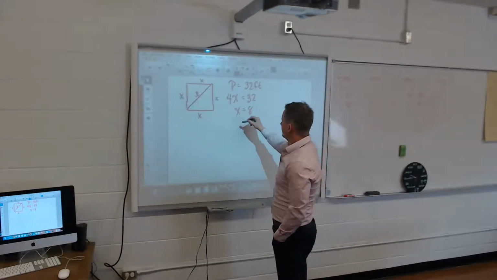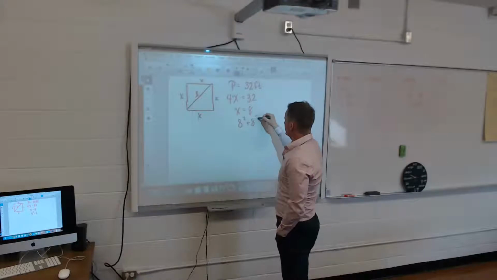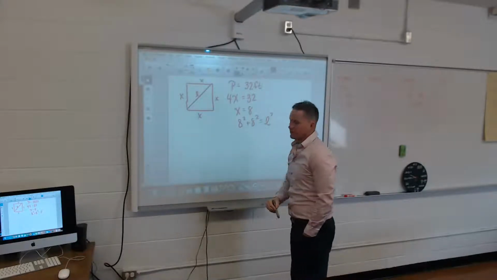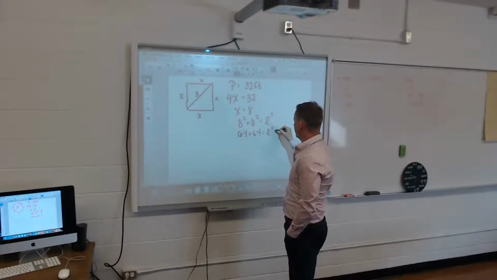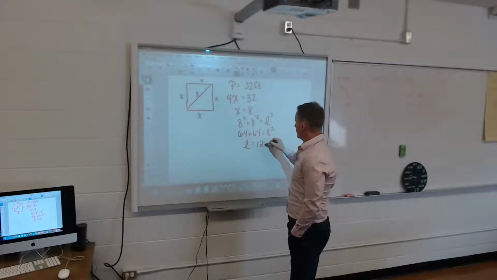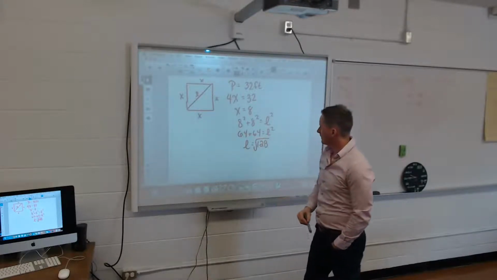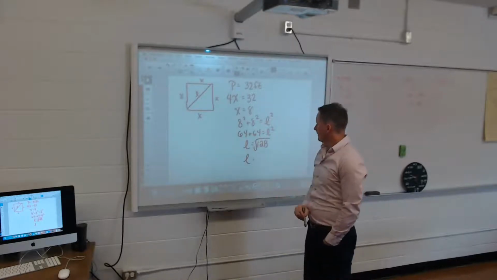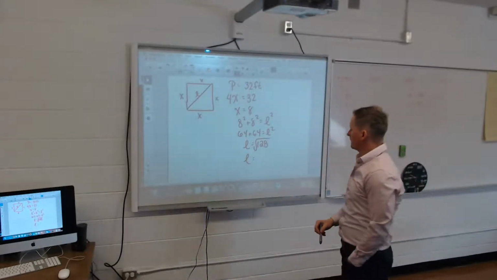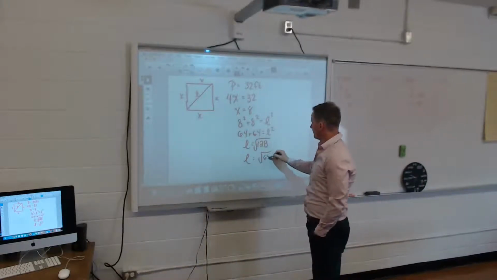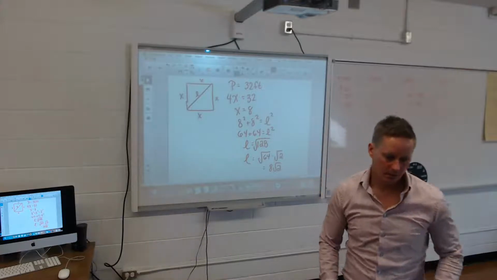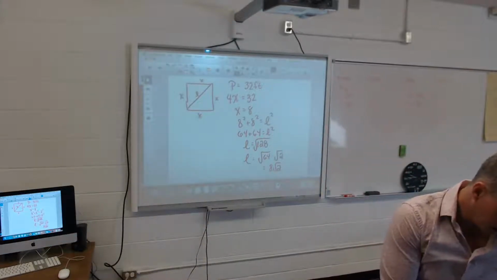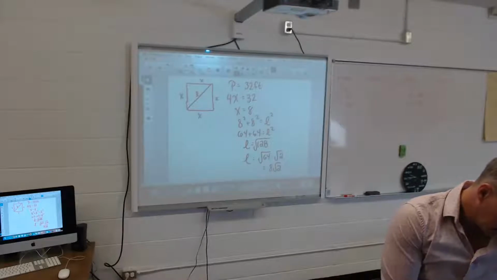So then I simply go 8 squared plus 8 squared is equal to L squared. Okay, so I have 64 plus 64 is equal to L squared. L is equal to the square root of 128. And then if we can break down 128, which we clearly can, that would be root 64 times root 2, which would give me 8 root 2. Okay, now I'm going to check that one as well because I'm just curious as to how they write the answer out.